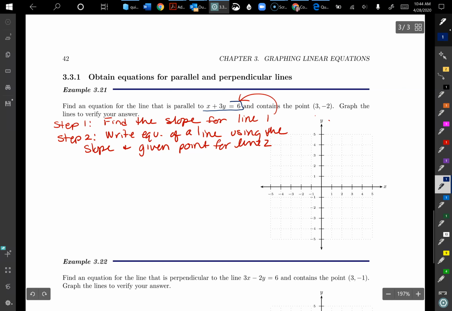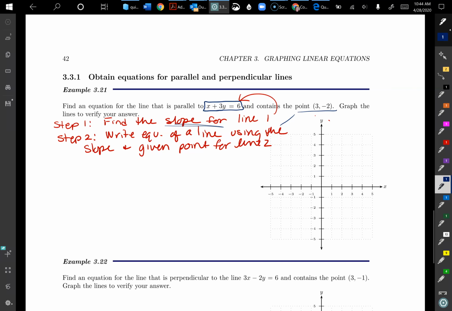So this is the line that we're given, but we want to make a new line, an equation for a new line that's parallel to that one, so it'll have the same slope. So we need to figure out what the slope is for that. But that also contains this point 3, -2. Okay, so that's what I wrote in the steps here.